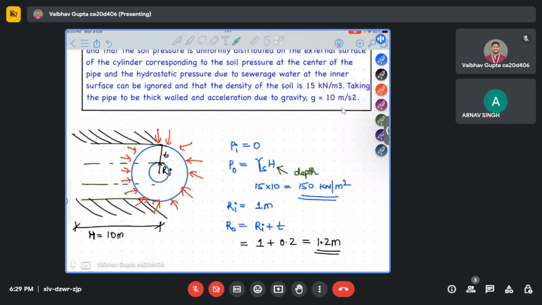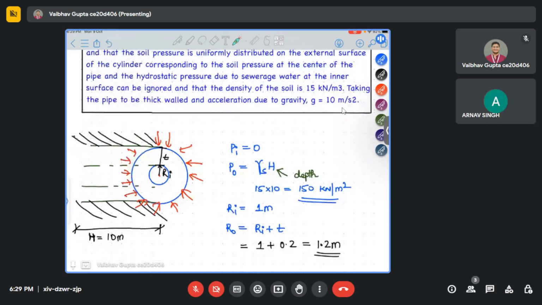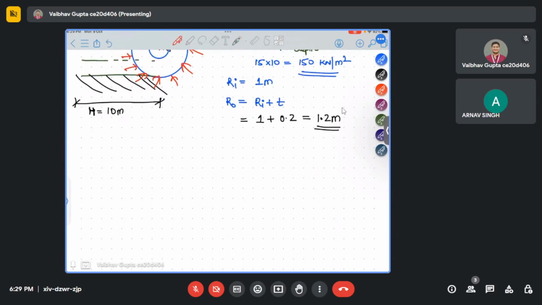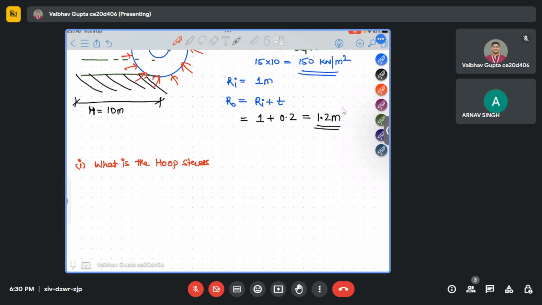So Pi is 0, P naught we calculated, Ri we got it, and R naught we got it. So now, the first question asked is, what is the hoop stress at R is equal to R naught?